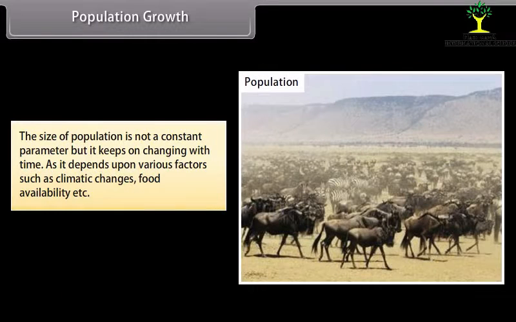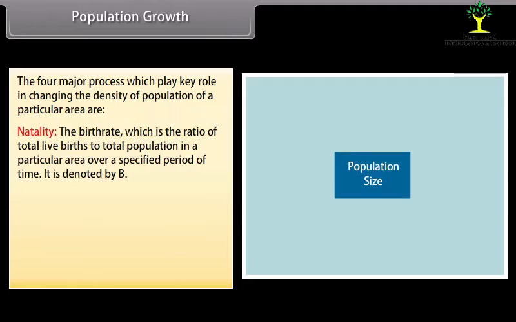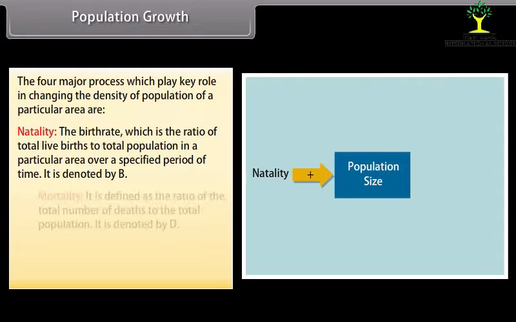Population growth. The size of a population is not a constant parameter, but keeps changing with time, as it depends upon various factors such as climatic changes, food availability, etc. The four major processes which play a key role in changing the density of population of a particular area are natality, the birth rate, which is the ratio of total live births to total population in a particular area over a specified period of time.